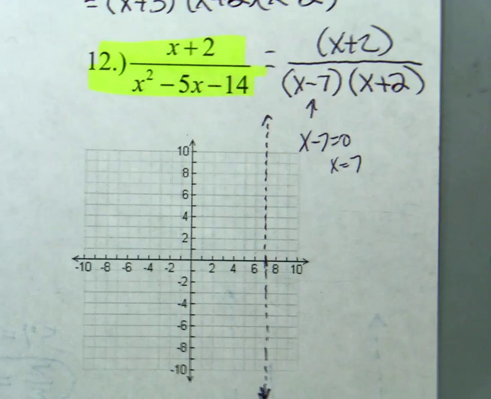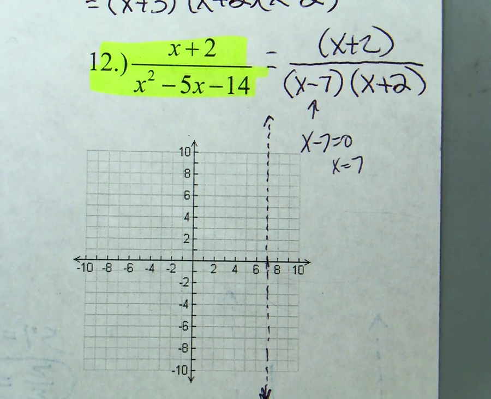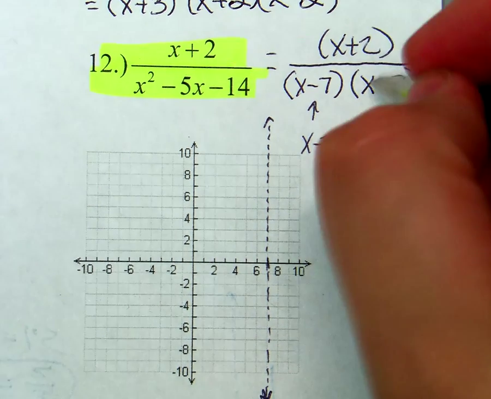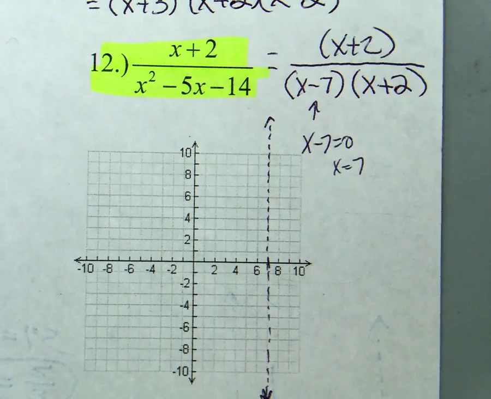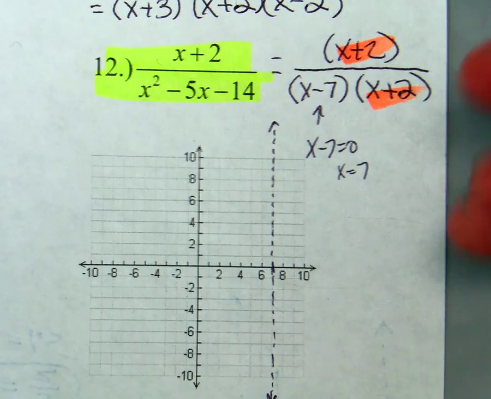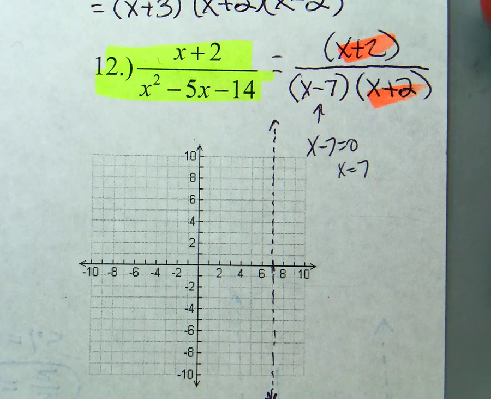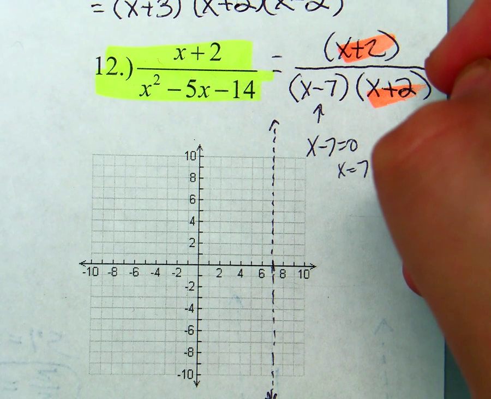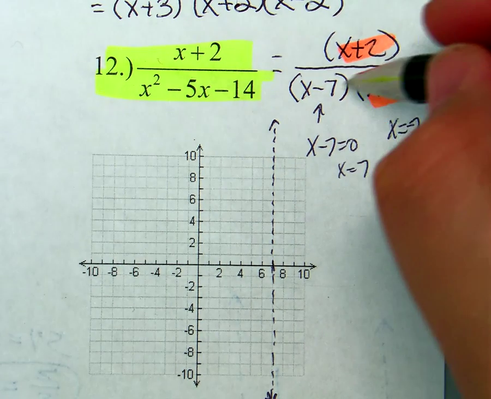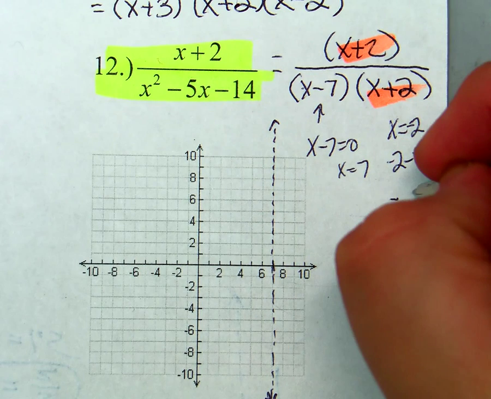Do I have a hole anywhere? Negative 2. At negative 2, because these two can divide out. If those two divide out, I'm going to get x equals negative 2, and then I'll plug that into here. Negative 2 minus 7 is negative 9. So I go to negative 2 and negative 9, and I'm going to put a hole there.